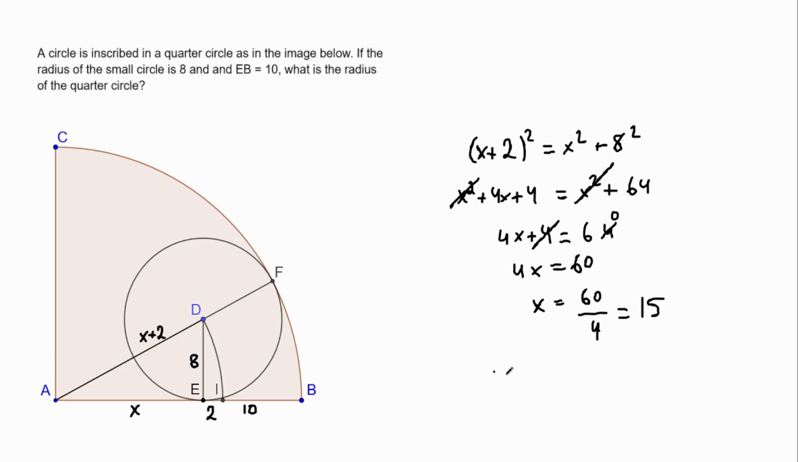And from this, we can now just note that the radius that we're after is equal to x plus 10, which is just 15 plus 10, and is equal to 25.